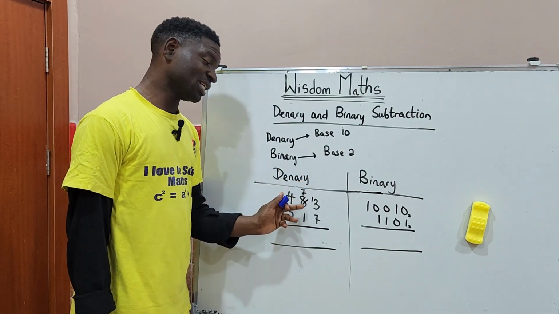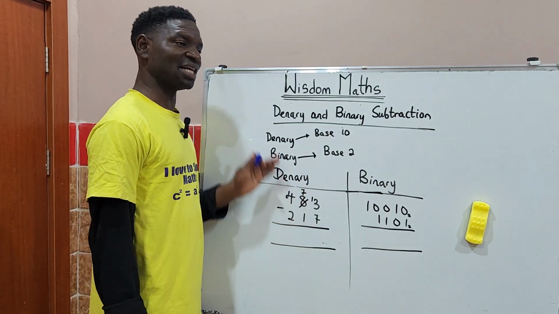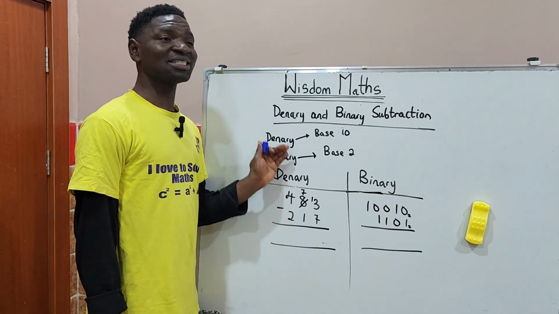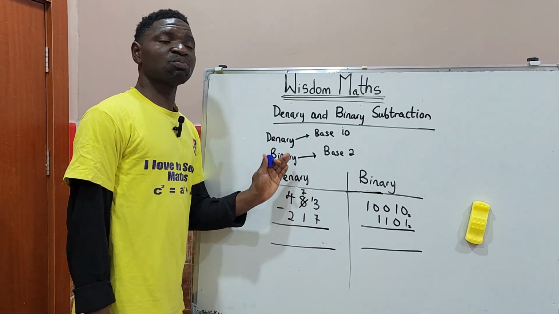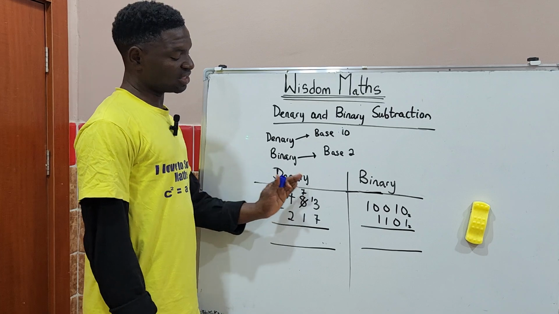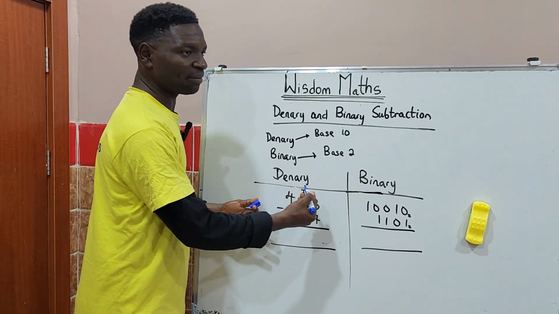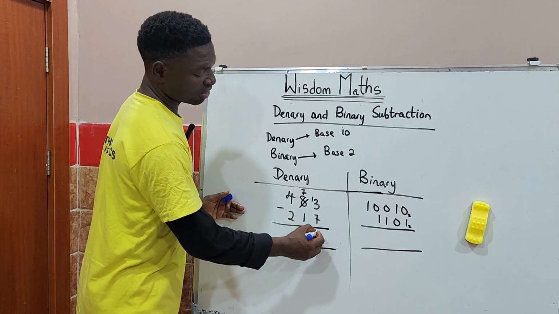So why is it 13? Why is it accepted as 13? It's accepted as 13 because this is in base 10. That 1 you actually borrow is 10, so you just put 1. 10 plus 3 is 13. So 13 minus this, we just put 1 here. No need of saying, okay, write 10 plus 3. So 13 minus 7 will give you 6.